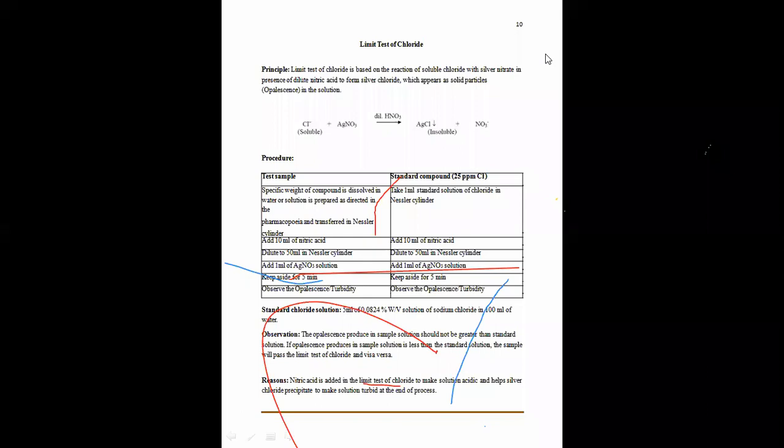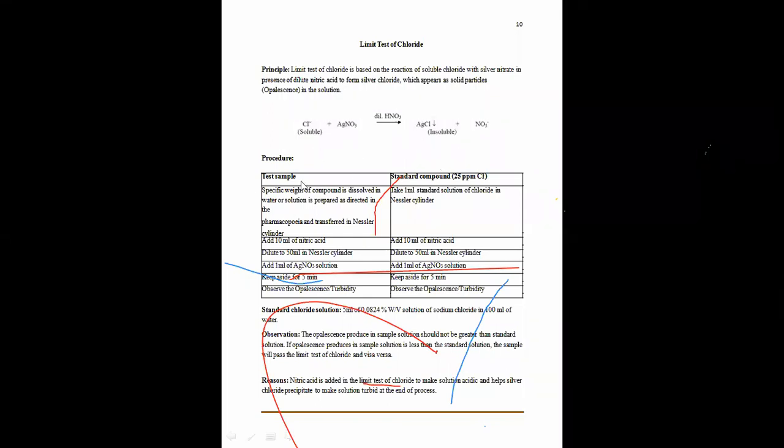Now that white opalescent solution, this is the reaction: soluble chloride ions, when they react with silver nitrate solution in the presence of dilute nitric acid, there is formation of insoluble white solid precipitate of silver chloride, and nitrate ions are released as a byproduct. Now, this silver chloride is present as an opalescence in the given solution.